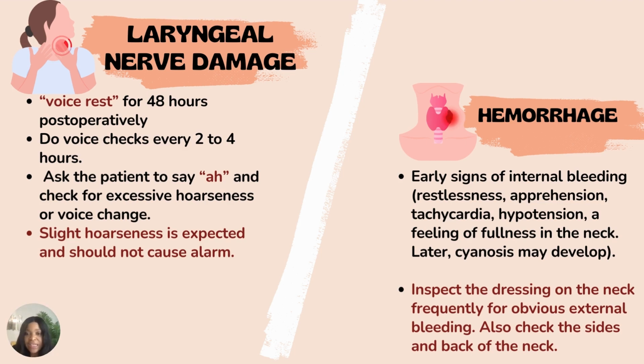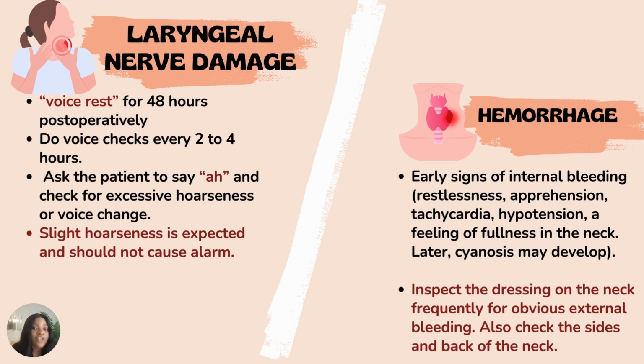In the early stage, if there's a sign that they're bleeding internally, because the thyroid is an internal structure, right? So if they're bleeding there, you would most likely not see it externally. So some signs that someone is bleeding internally is that they're restless, they're a little bit apprehensive, their heart rate definitely goes up, blood pressure comes down, and they might tell you that they feel a bit of a feeling of fullness around their neck area. If they say something like that, that is huge. And later, as this bleeding continues for a long time, they're going to start turning blue. So you're going to see cyanosis.